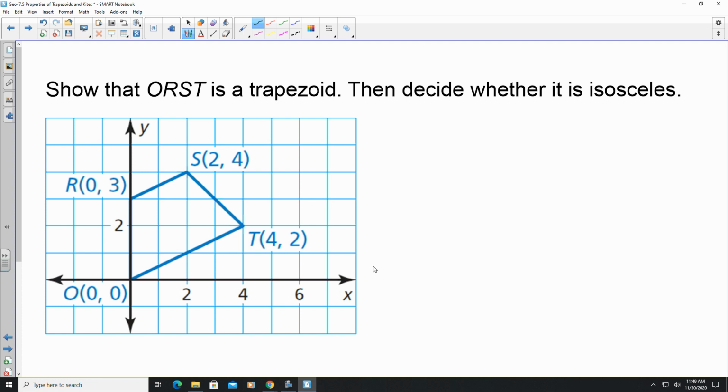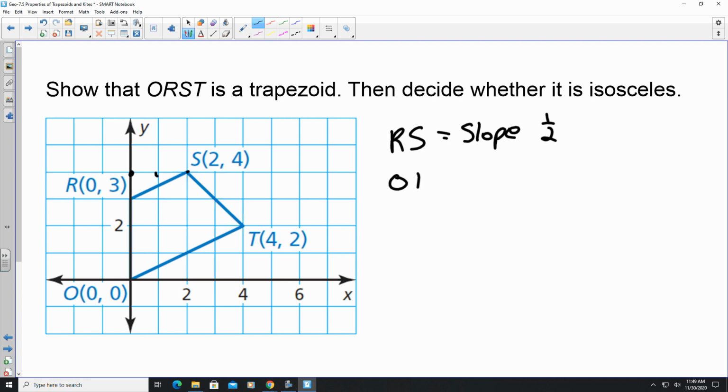In this example, the first thing they want to know is, is this quadrilateral ORST a trapezoid? In order to figure that out, the first thing you have to do is figure out what the slope is. Between R and S, I'm going to find the slope. Here it goes up 1 to the right 2, so it's a slope of 1/2.